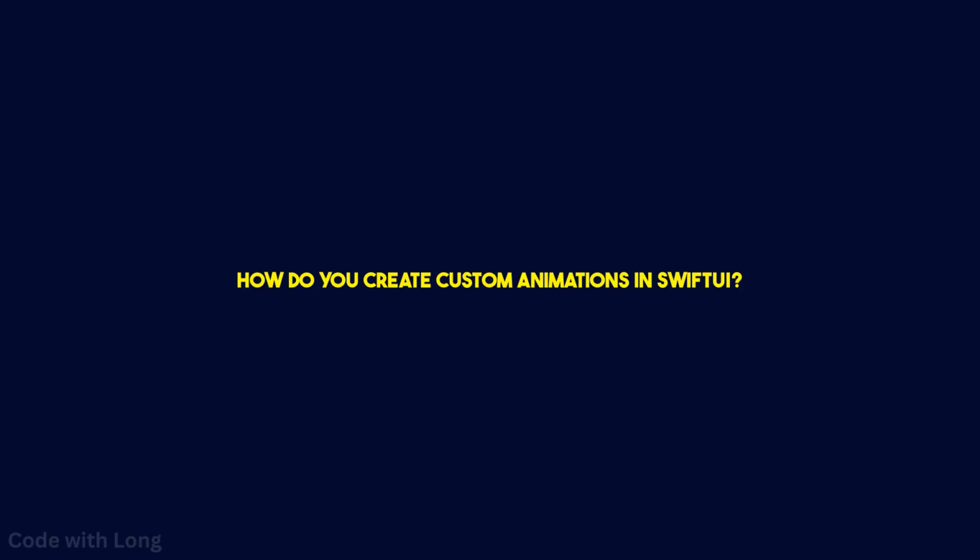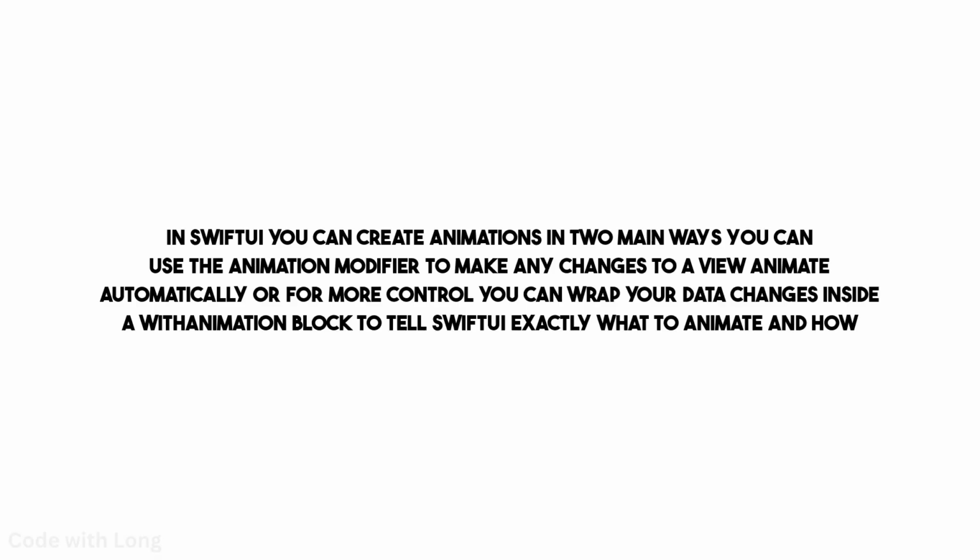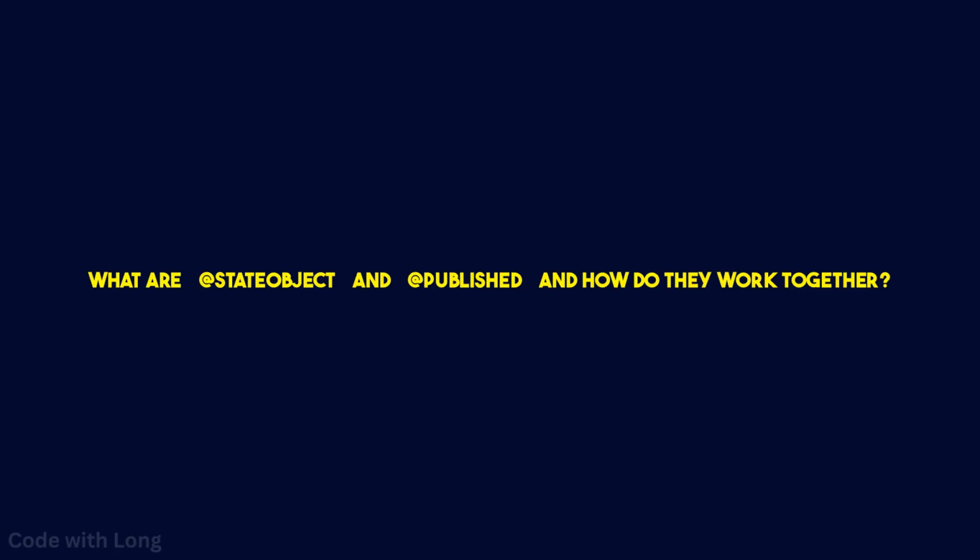How do you create custom animations in SwiftUI? In SwiftUI, you can create animations in two main ways. You can use the animation modifier to make any changes to a view animate automatically. Or, for more control, you can wrap your data changes inside a withAnimation block to tell SwiftUI exactly what to animate and how.